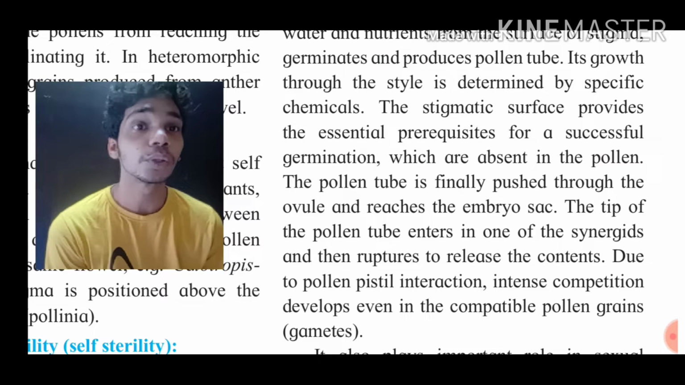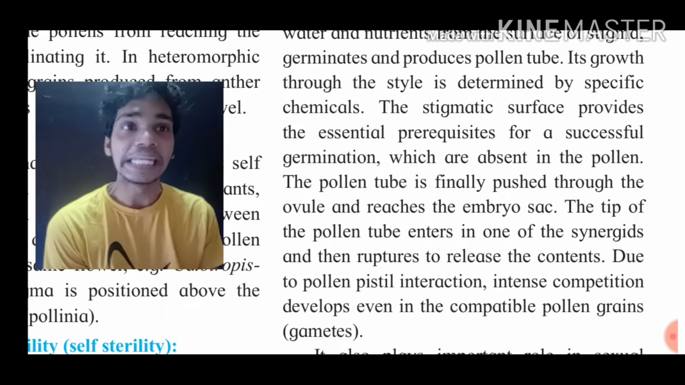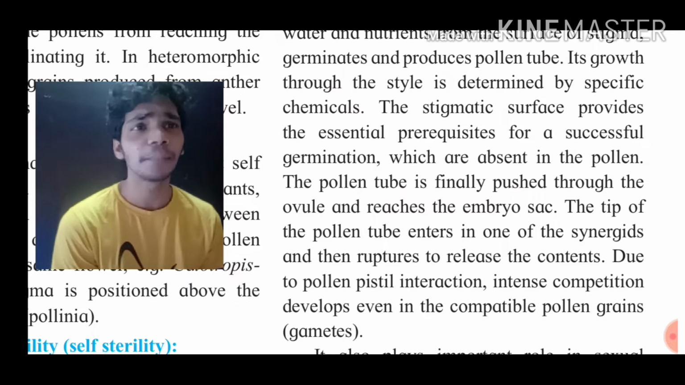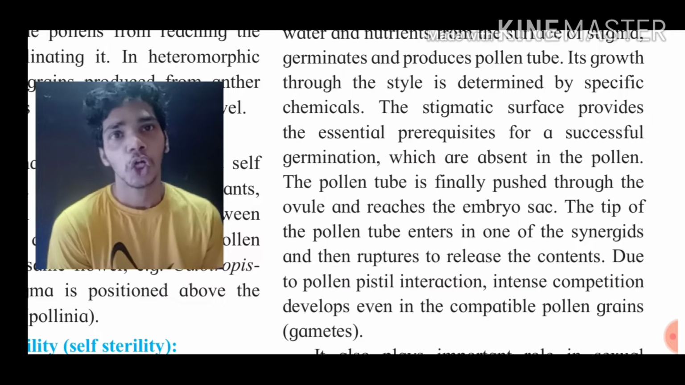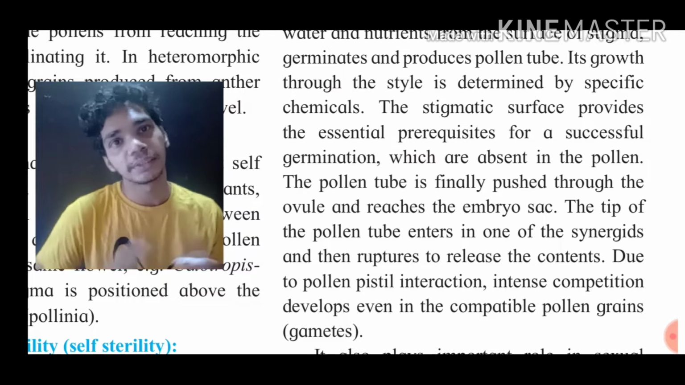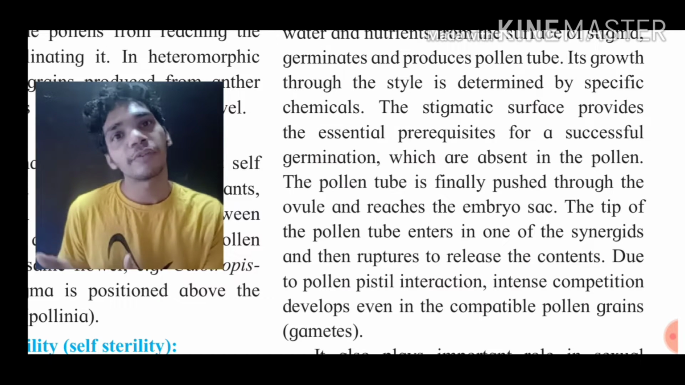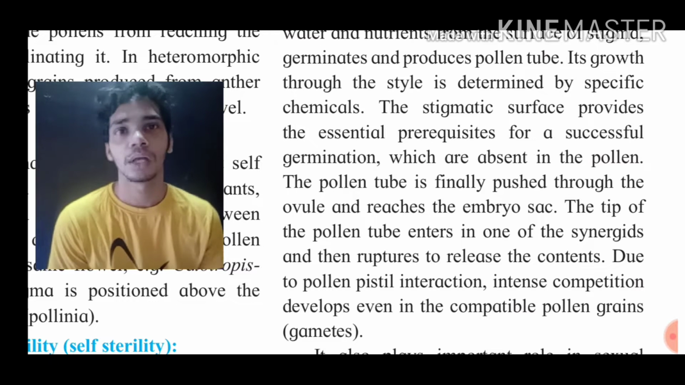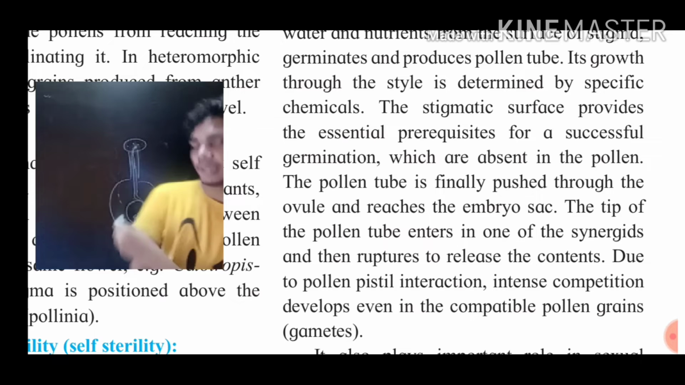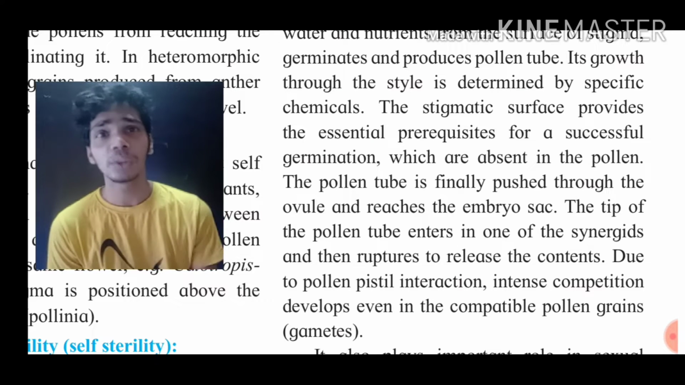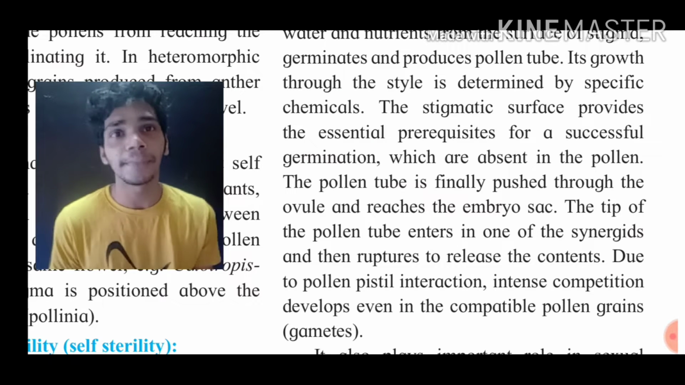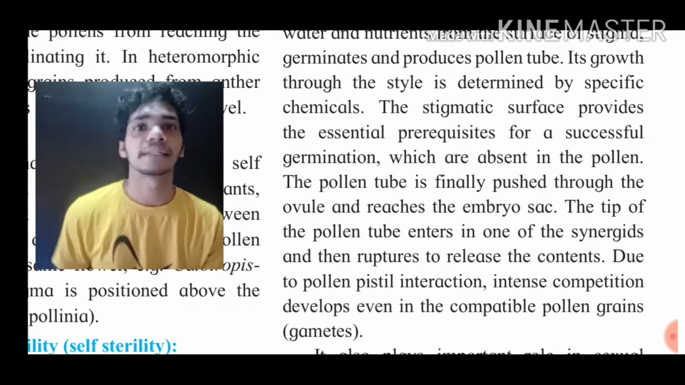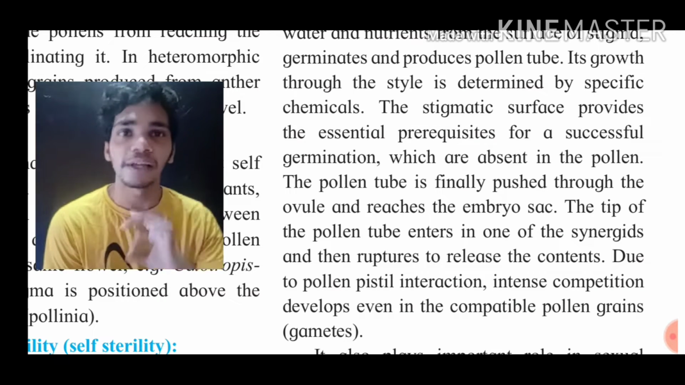So what happens is, due to the pollen pistil interaction, intense competition develops even among the compatible pollen grains. Pollen grains possess the male gametophyte. See, the male gametophyte has the ability to fuse with what? The egg cell. But those that don't have the ability, that are incompatible, have to be discarded. On the stigmatic level only they get discarded. So pollen pistil interaction is very, very important.